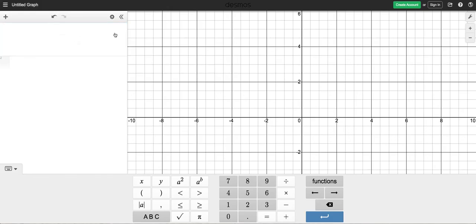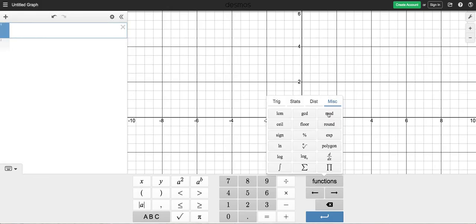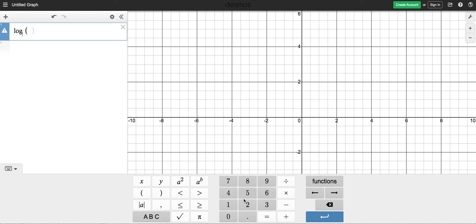We can even type that in on Desmos as well. If we go to functions, we can even put in square root of 5. As long as the base is positive and not equal to 1, we should be good to go. And 25, and there's our 4 again.